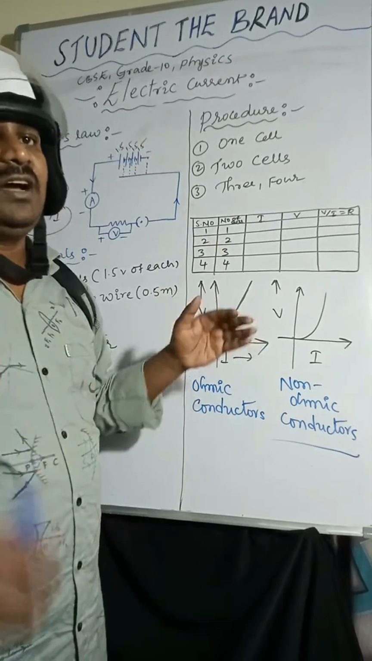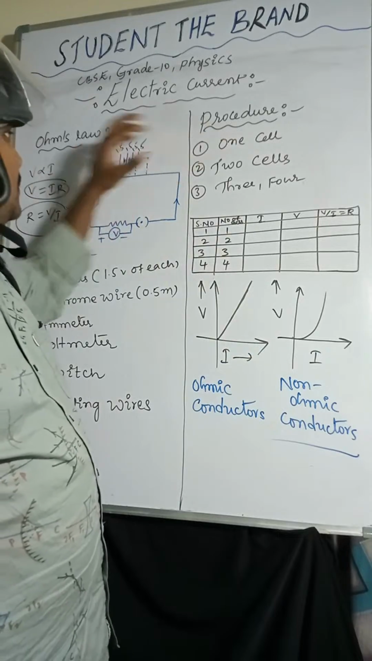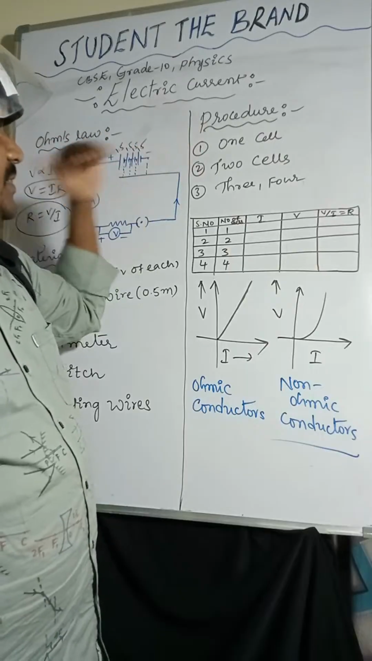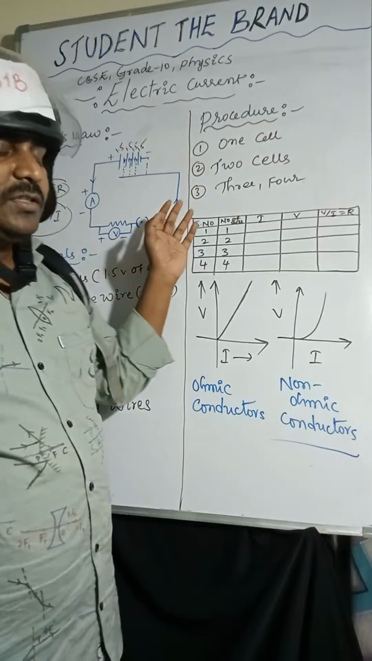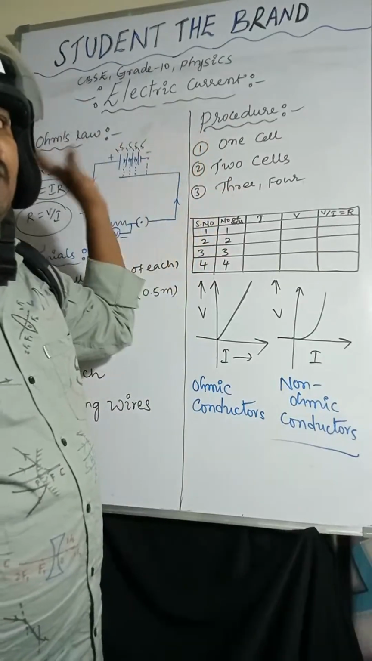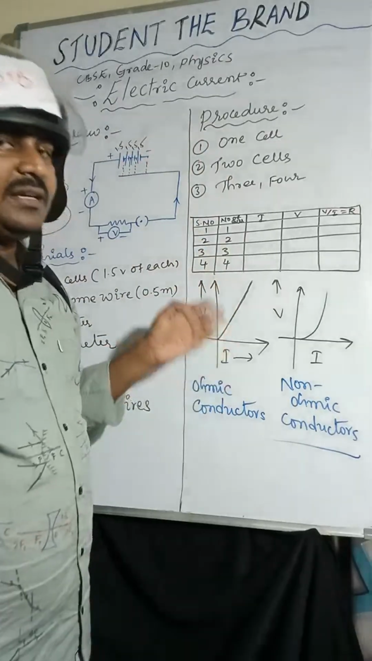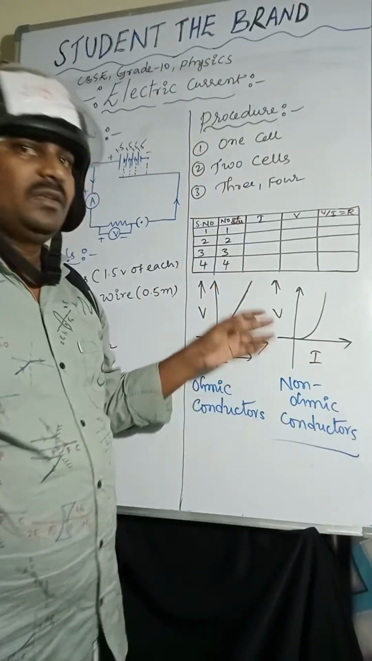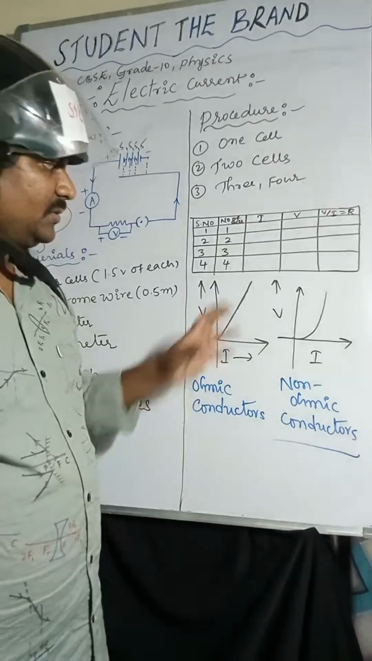Procedure. First connect one cell and note down the reading of ammeter and voltmeter. Connect two cells and note down the readings. Repeat the process for 3 and 4. Okay, so you can observe here, if you draw the graph for VI, for an ohmic conductor the graph is linear. For a non-ohmic conductor the graph is curved. I hope it is very clear to you all. Yes or no? So check once.